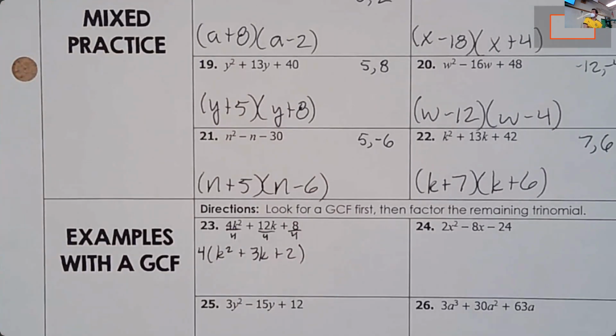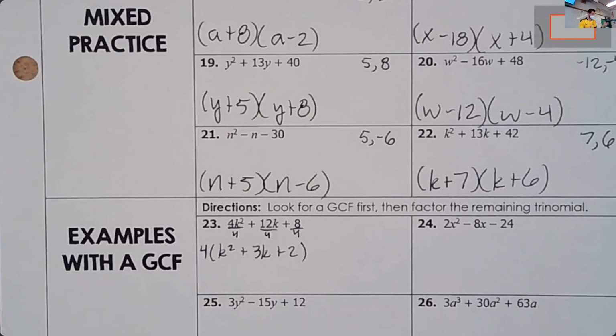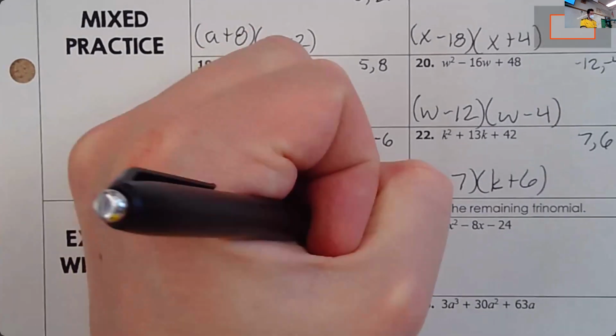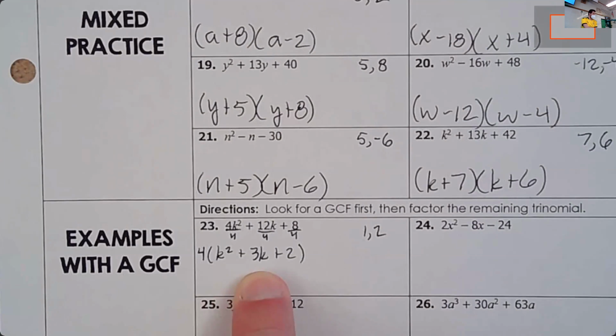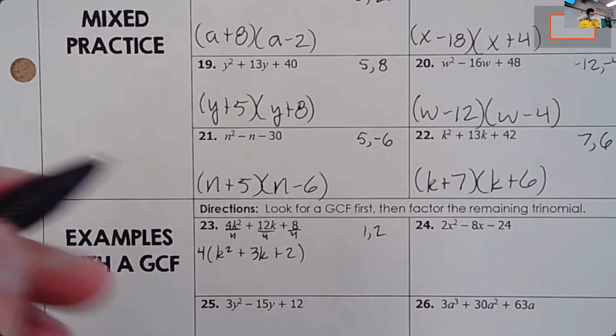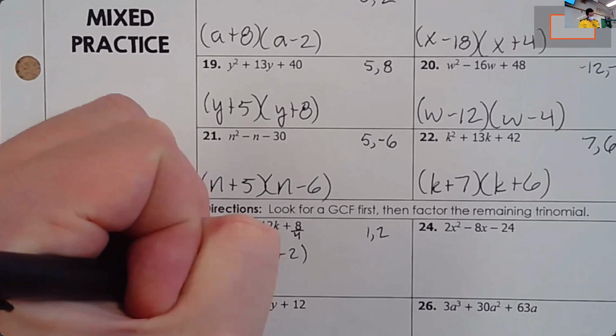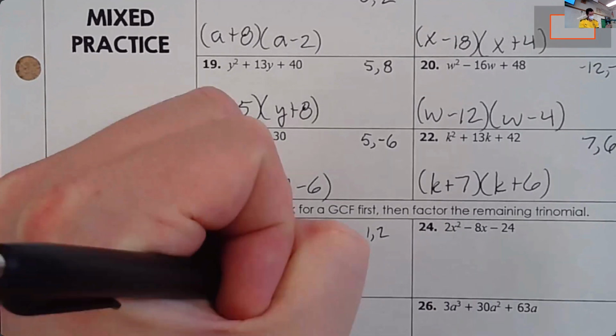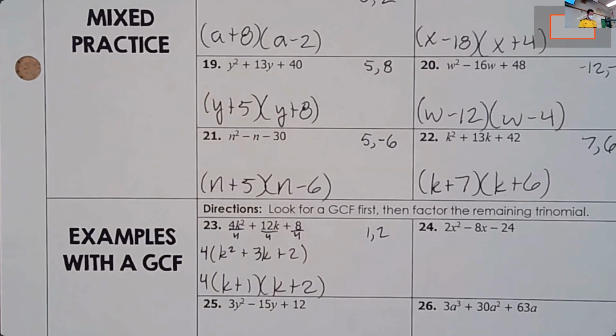And so the trinomial that we have is a plus and a plus, which is type 1 or from set 1. So both of our factors need to be positive. What's the only way to multiply to equal 2? There's only one way to do that. What is it? 1 and 2. Yeah, so 1 and 2. 1 times 2 is 2. 1 plus 2 is 3. So that works. So we got 4 times k plus 1 times k plus 2. That's our answer for 23.